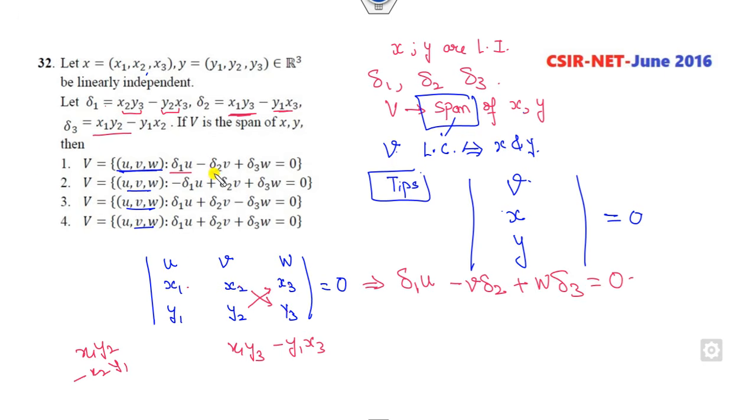You can see the first option is correct. Minus delta 1 cancels out. It's a plus, but we need V with a negative sign. V has a negative sign, but here it's a plus. The right answer is only A. So this is the property of the span. That's a simple tip for you for the span case.